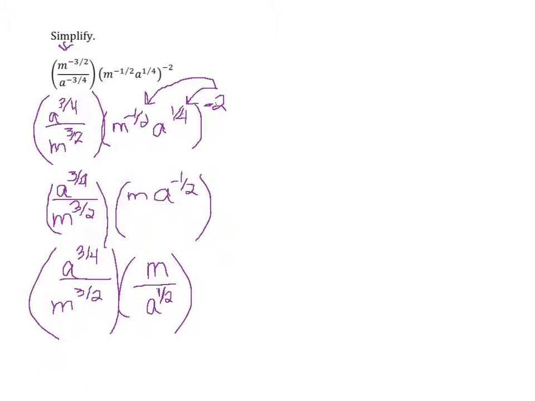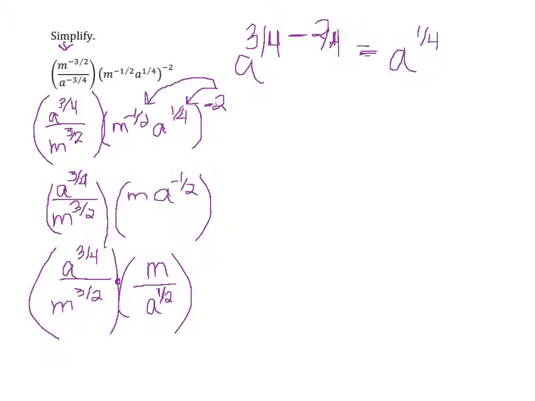And now we need to simplify our a's and our m's. So let's look at our a's. A to the 3/4 is really being divided by a to the 1/2. So we would need to use our subtraction of exponents. 3/4 minus 1/2. 1/2 is also 2/4. That would give us a to the 1/4 power, and that would be in the numerator. So I have a to the 1/4 power.